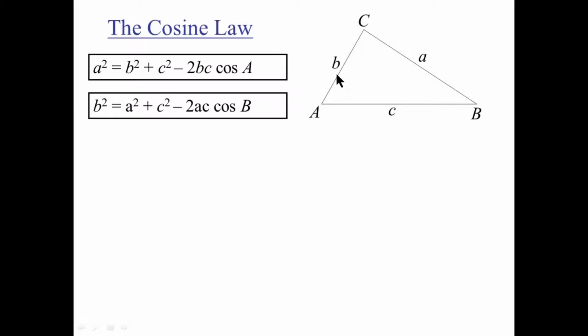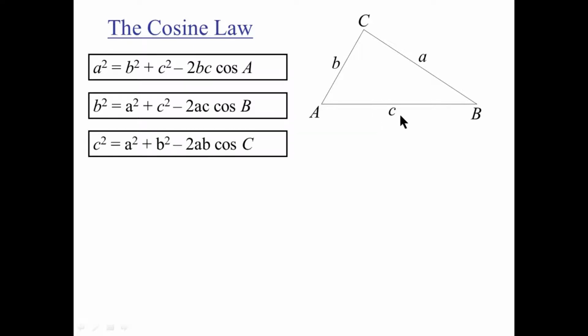So we could start our journey here. B squared equals a squared plus c squared minus 2ac cos b. And again, we've gone across the triangle. Thirdly, we could start our journey at c and go across the triangle there. C squared equals a squared plus b squared minus 2ab cos c.